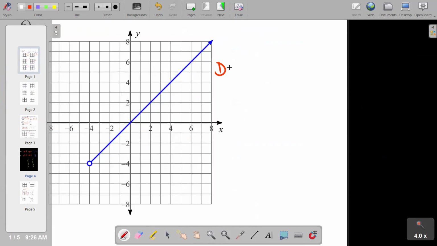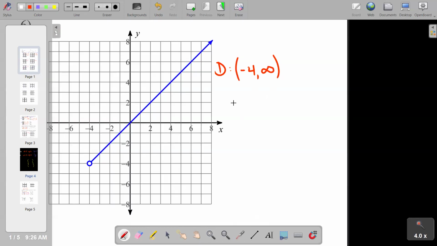What's the domain? How far to the left does Graphy go? Does he make it? So what do I use? An exclusive round bracket. So we say that the domain starts at -4, but we put the little caveat in there that it doesn't really make it. How far to the right does he go? To infinity and beyond. Infinities are always round brackets.